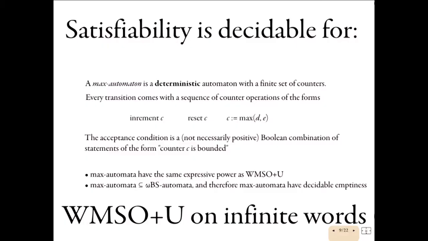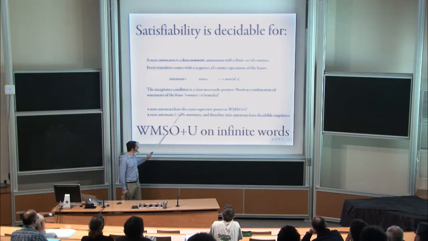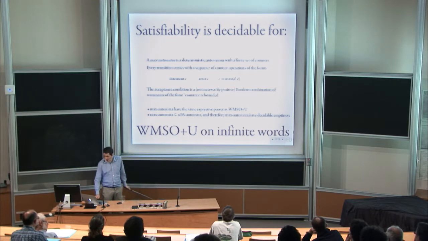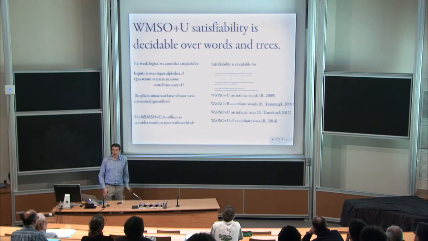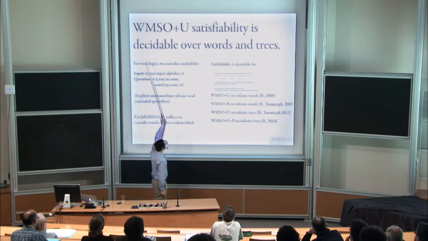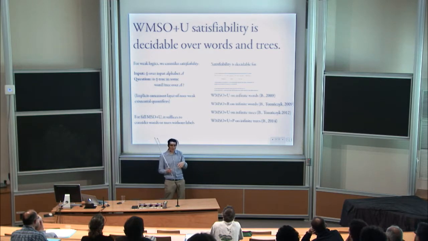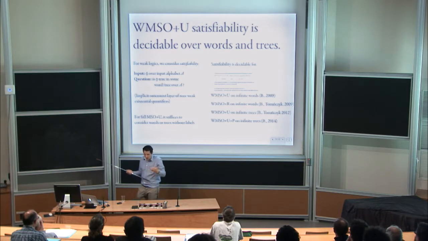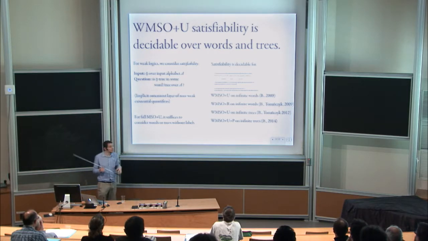And the results are that max automata have exactly the same expressive power as the logic, and they are decidable by, for instance, one of the ways to show it is that they can be translated into omega bis automata, which are decidable. Okay. So that's one of the results. So if you have weak MSO+U, you have natural deterministic models. They are well behaved, and they're decidable, and it's a relatively good logic.